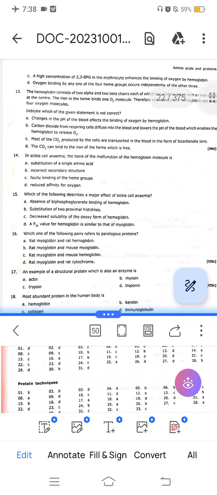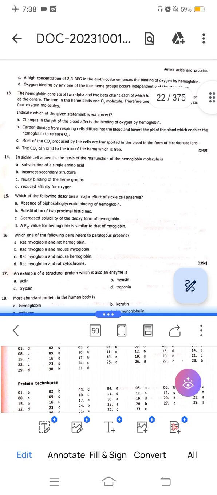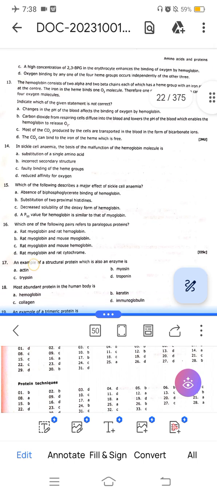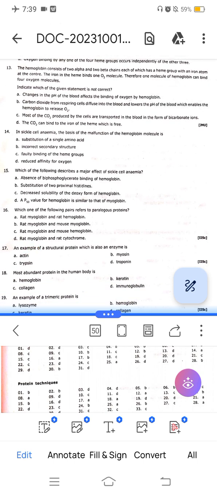And which one of the following pairs refers to paralogous proteins? So the hemoglobin consists of 2 alpha and 2 beta chains, each of which has a heme group with an iron atom at its center. And the iron in the heme binds one O2 molecule. Therefore, we just mentioned this. Then, which one of the following pairs refers to paralogous proteins? 16. Correct answer is A. Rat myoglobin and rat hemoglobin. Myoglobin and hemoglobin, paralogous proteins.